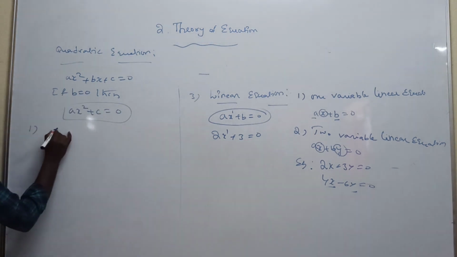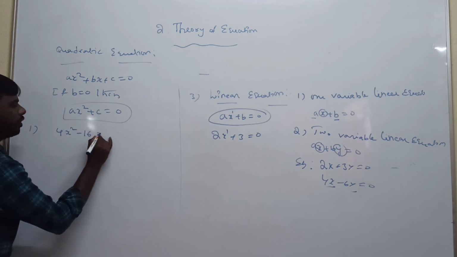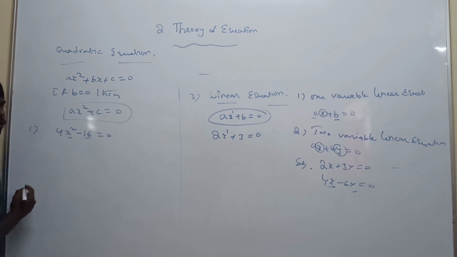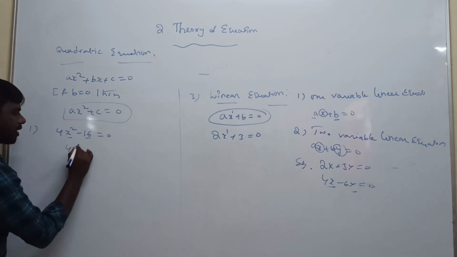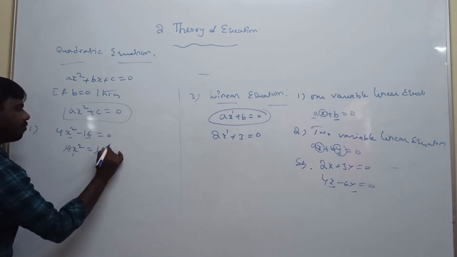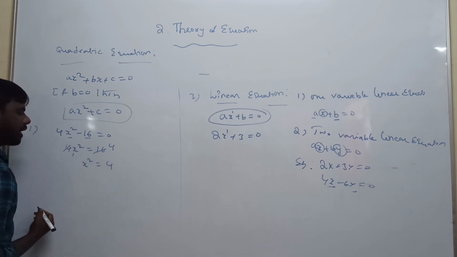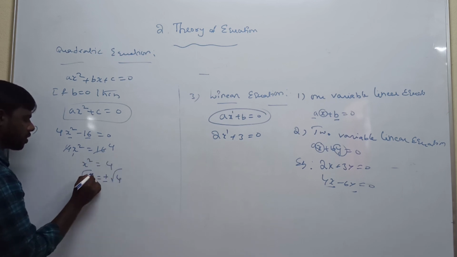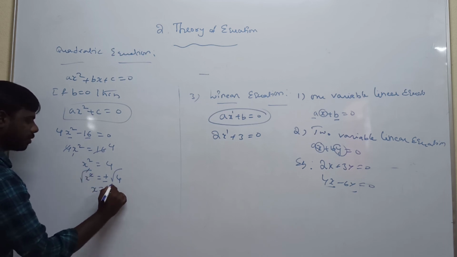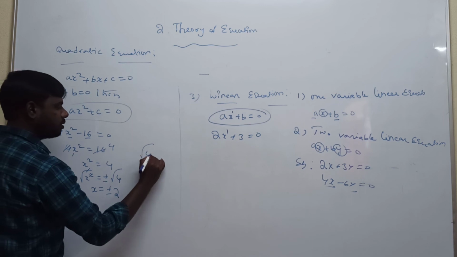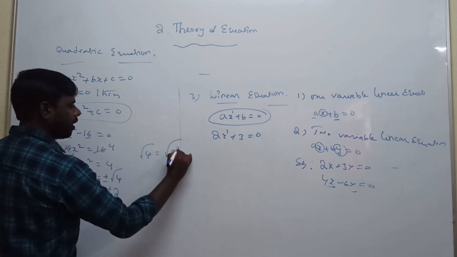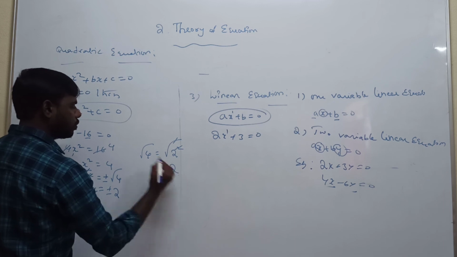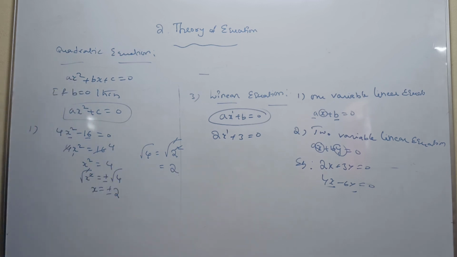For example, 4x² - 16 = 0. Here there is an x² coefficient and a constant. Take -16 to the other side: 4x² = 16. Divide by 4: x² = 4. Take the square root on both sides. Whenever we take the square root on both sides, we take plus or minus on the right side: x = ±√4. The square root of 4 can be written as 2, since 4 = 2², so the square root cancels and √4 = 2. So this type of equation is called a pure quadratic equation.